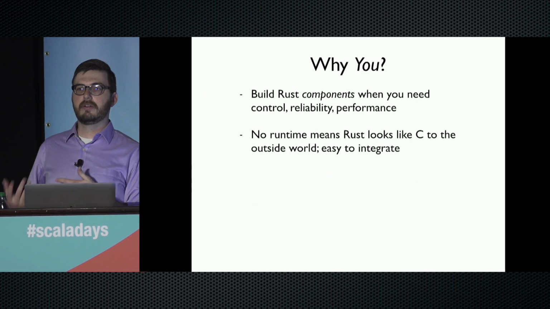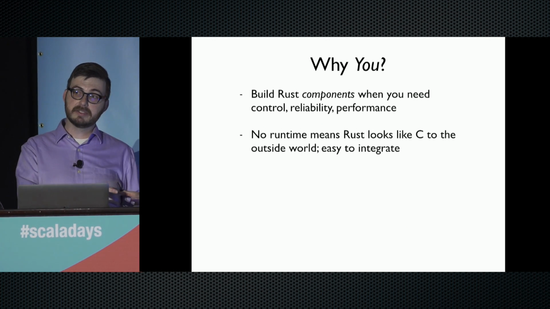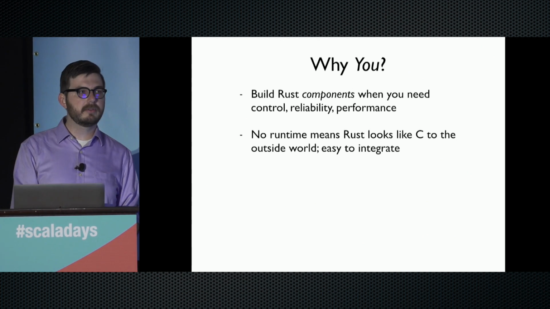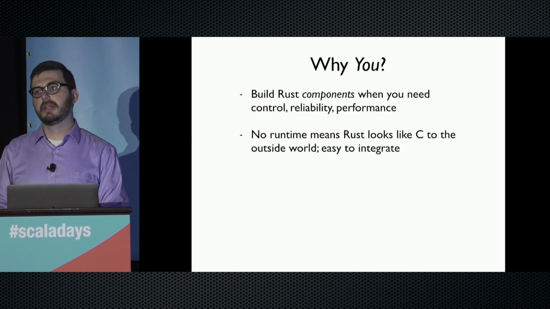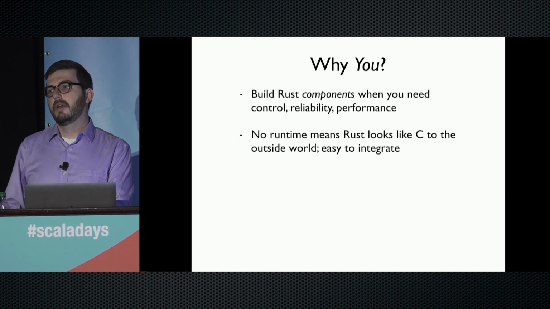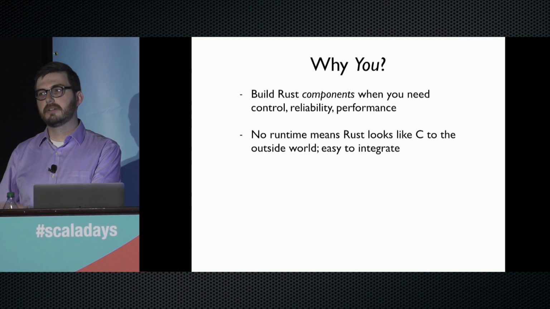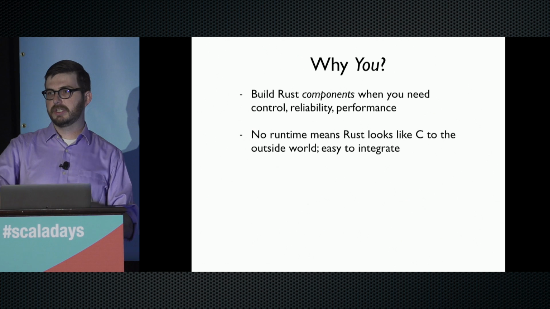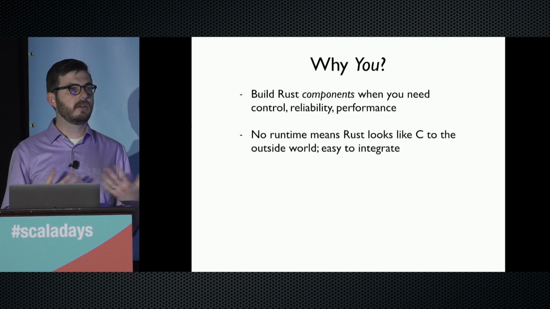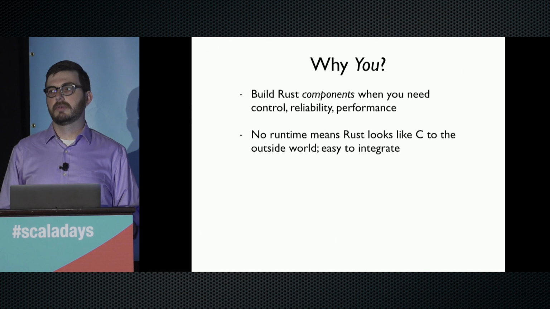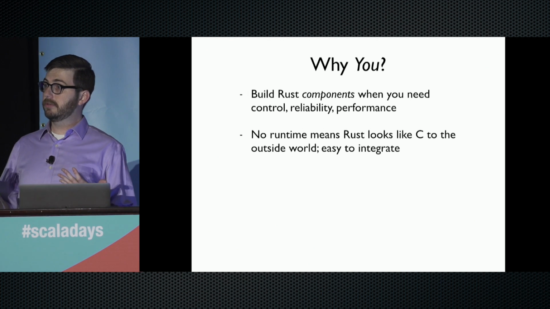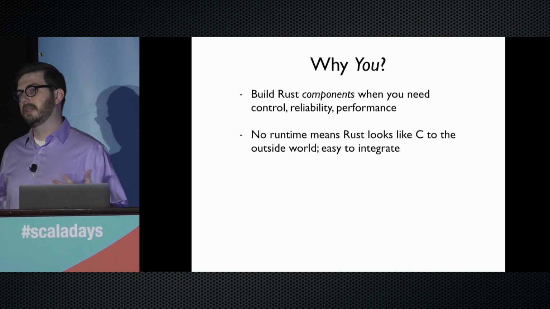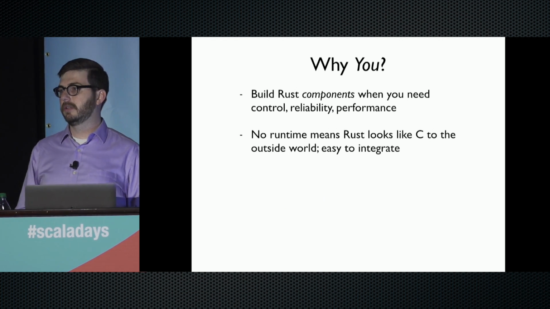So what Rust can offer to you is the ability to write components, critical components, where you need low-level control, or you need high reliability, or you need high performance. You can write those components in Rust. Rust doesn't have a runtime system, doesn't have a garbage collector. It's very easy to use Rust together with other languages. It looks just like C to the outside world, so you can call it easily from Scala as well. Right? So the message is, use the right tool for the job. Rust is a new tool for certain kinds of programming, and you can bring it together with other work that you're doing in Scala and other languages.